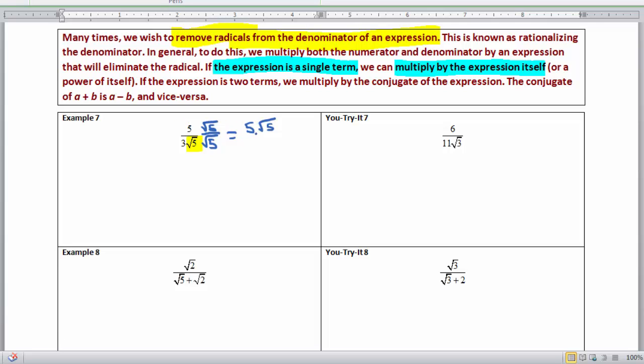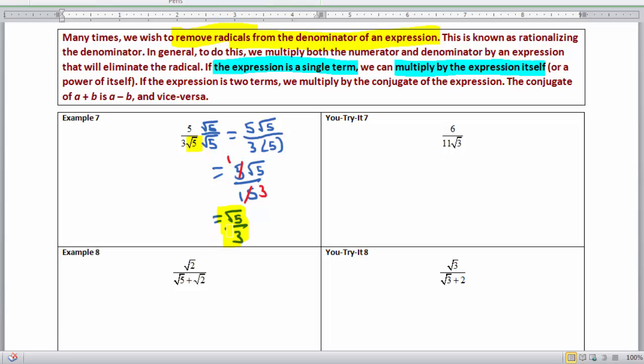So the numerator is 5 square root of 5, and the denominator is actually going to be 3 times 5, which is just going to be 15, right? So this is really 5 square root of 5 over 15. And now you want to simplify it if you can, and of course you can simplify it because 5 over 15 is really 1 over 3. So this thing just simplifies to the square root of 5 over 3.